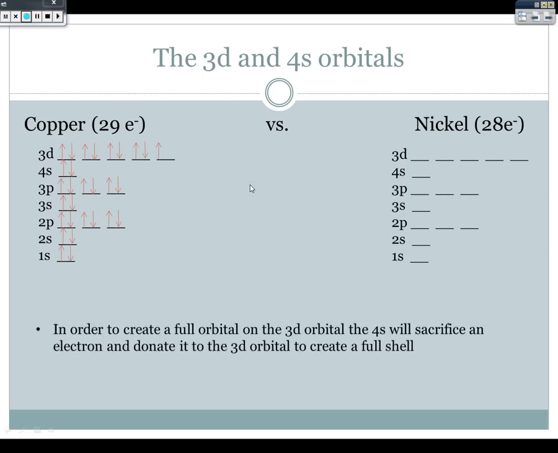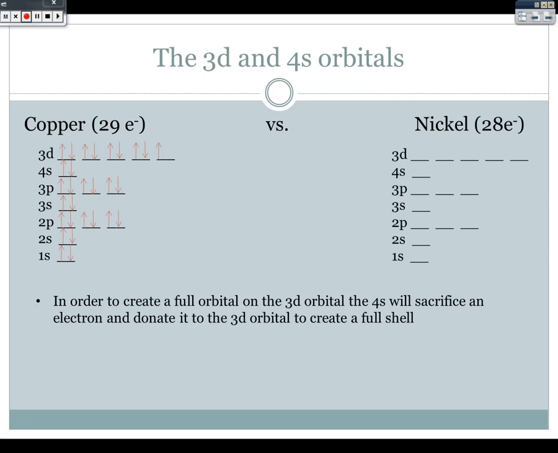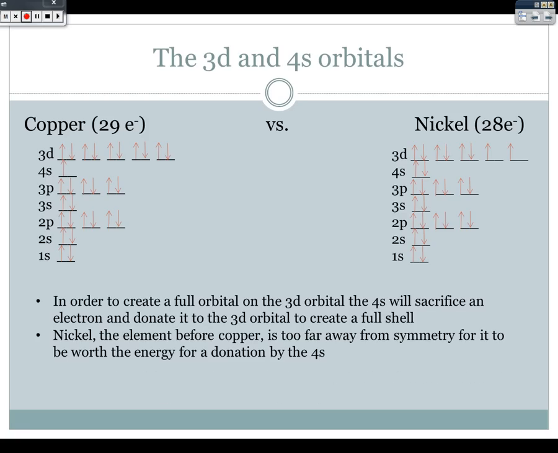So because of that, the copper will sacrifice an electron from the 4s and actually donate it to the 3d orbital to create a full shell because it's so much more stable. So that electron in the 4s will be taken out of the 4s and actually put up into the 3d. Now if you look at nickel, that only has 28, so if I fill in all 28, I'm 2 electrons away. It's not going to want to donate both of those electrons from the 4s, so it will stay with this less stable configuration because the energy cost to donate is not worth it.